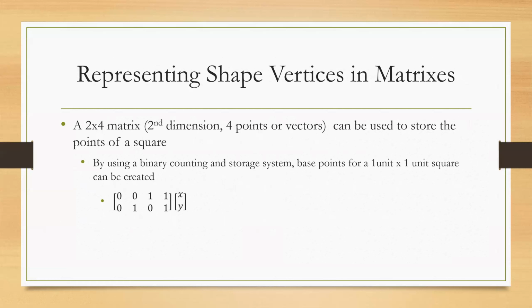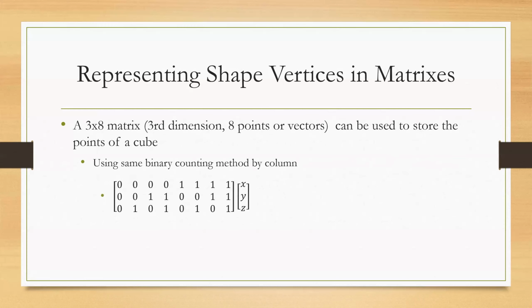Looking closer at the matrix representing the square, my program involved the use of binary numbers to produce a base 1x1 unit square in a virtual space. The matrix representing a cube uses the same method by column to produce a 1x1x1 unit cube that can be further manipulated by other transformation matrices.